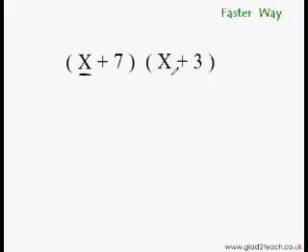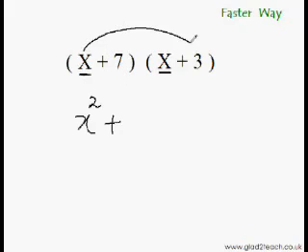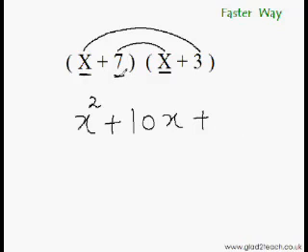x times x is x square, plus now the middle term, do the rainbow multiplication. So 3 times x is 3x, 7 times x is 7x, 7x plus 3x is how much? 10x plus last term, what would that be? Multiply the last terms together. 7 times 3 is 21.